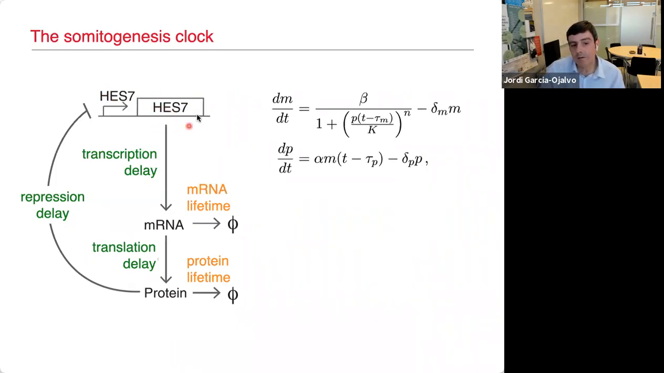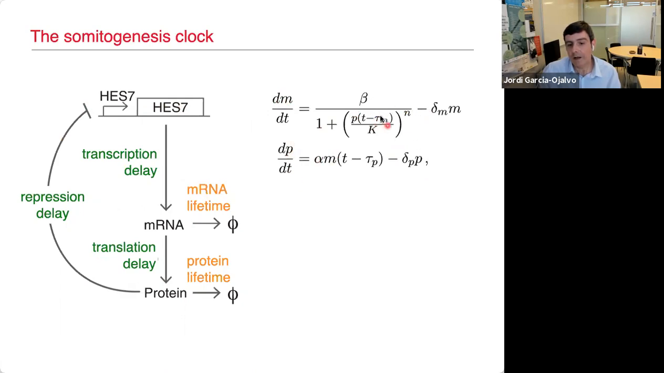It's a protein called HES7, and this protein is basically repressing its own expression. So what we have here is a delayed negative feedback, which is already very well known to underlie the oscillations that I was showing you earlier. This would be a very simple delayed differential equation model in which the expression of the mRNA of this gene HES7 depends in a negative manner on the protein itself with a certain delay.